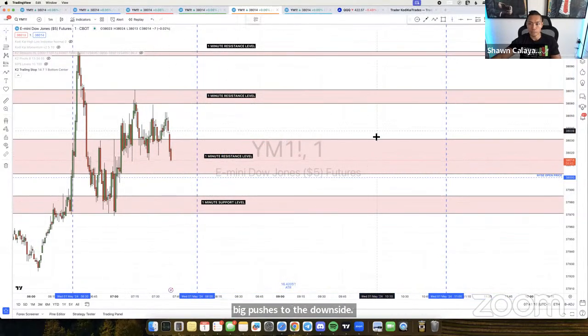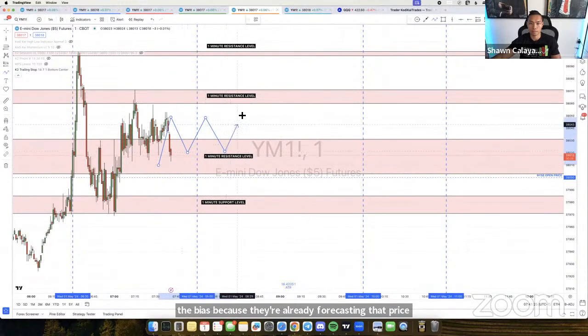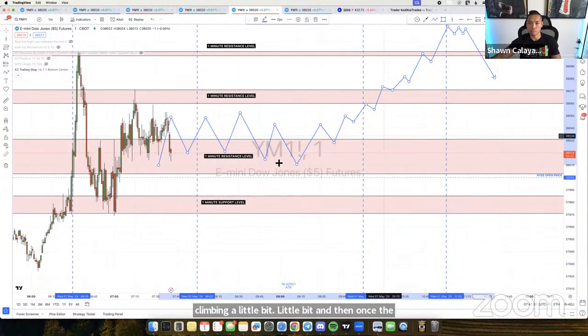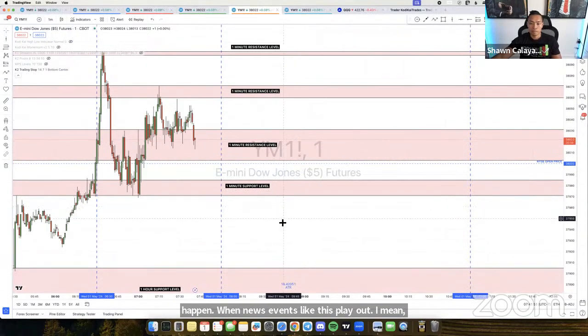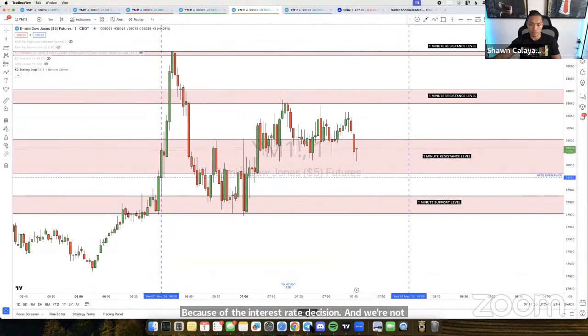And then as we get closer to like say 10 o'clock over here, people are going to start entering into the buys because they're already forecasting that interest rates aren't going to change. So this will go sideways and then it'll just start climbing a little bit. And then once the interest rate comes out, it'll probably spike a little bit and then just sit and then maybe come down for retracement. And that's just from historical patterns that happen when news events like this play out. I mean, we already knew price was probably gonna go sideways today because of the interest rate decision. And we're not expecting any changes from now until like probably the end of the year.